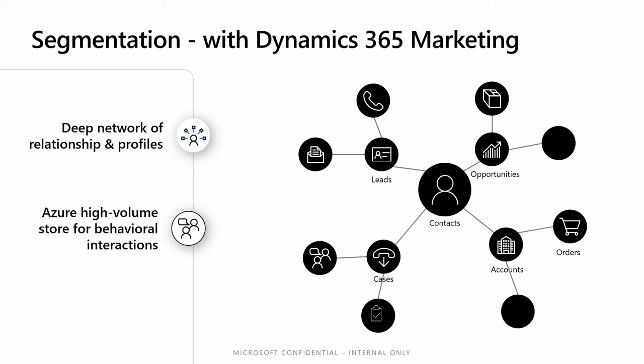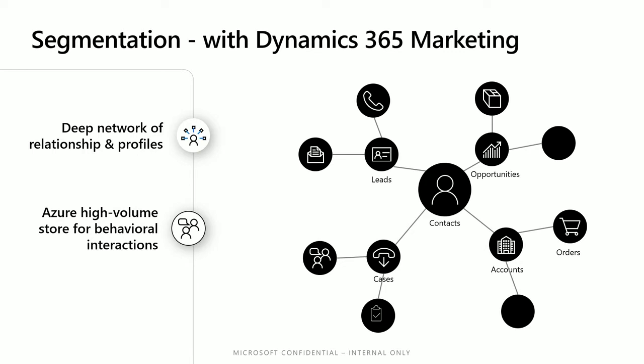If that web page had a form, was the form submitted? If one of your marketing channels was events, did the person register for the event? Did they attend the event? Now, all of these are high volume behavioral interactions that you can use to segment.